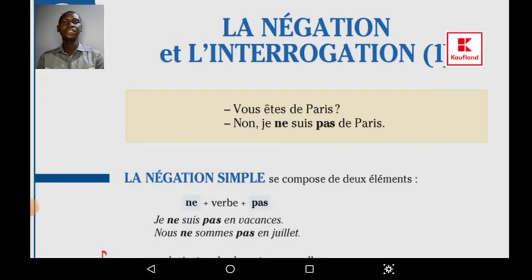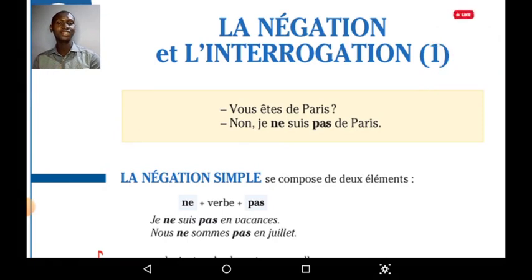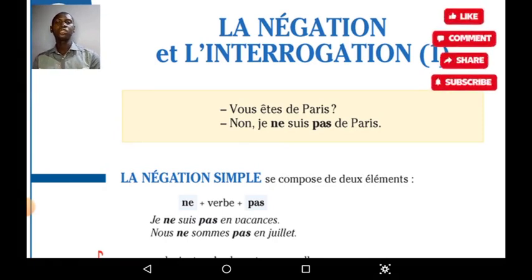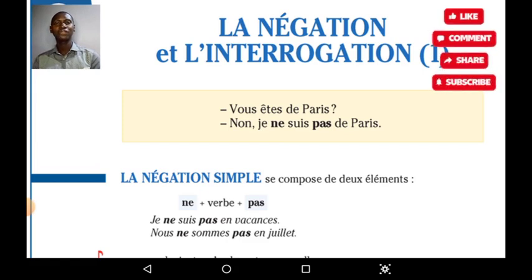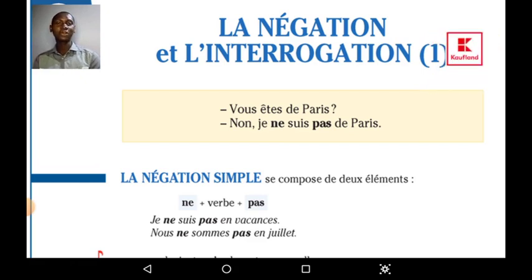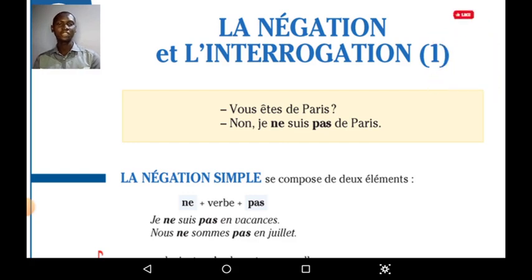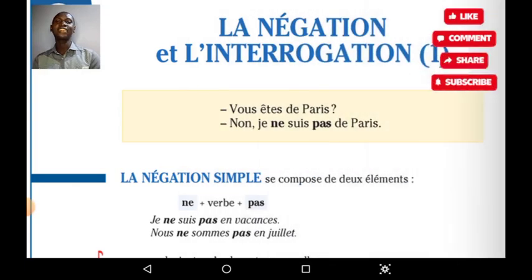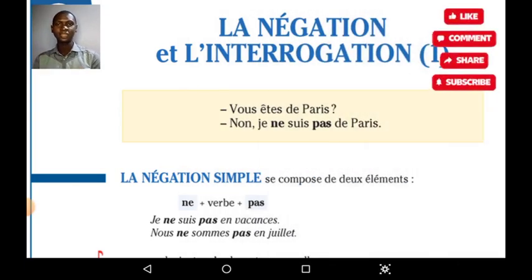The example you have is, Vous êtes de Paris? Are you from Paris? Non, je ne suis pas de Paris. No, I am not from Paris. Vous êtes de Paris? Non, je ne suis pas de Paris. So we have there interrogation. We have there as well the negative sentence in the reply. Now what we call la négation simple, that is simple negation, which we are dealing with right now.